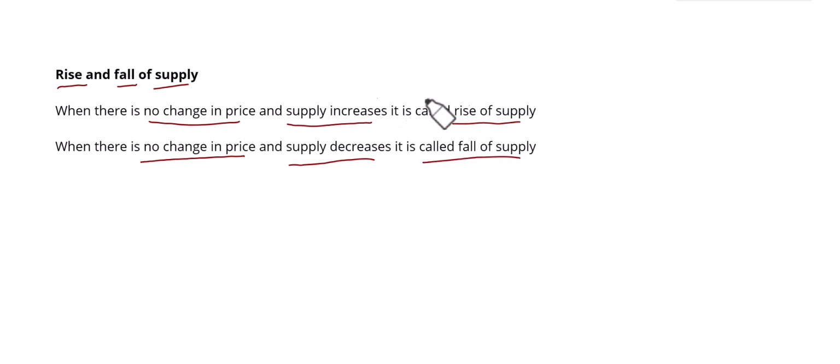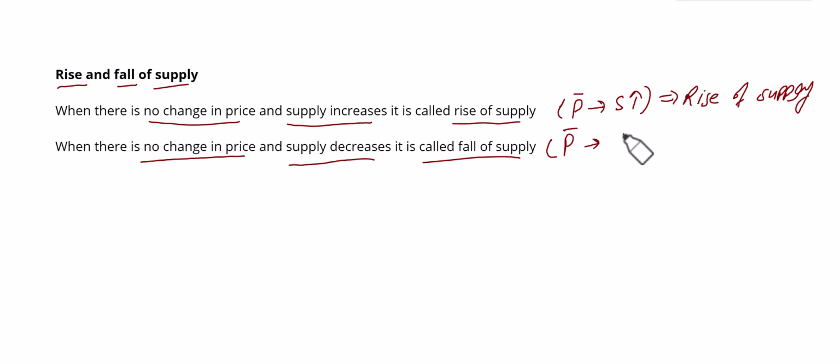We can write all this theory in a single mathematical way. This bar sign shows that there is no change in price, the price is constant, and supply is increasing. That is called rise of supply. And on the other hand, when price is constant and supply is decreasing, that is called fall of supply. So the question arises: if there is no change in price, why is supply increasing? And when there is no change in price, why is supply decreasing?